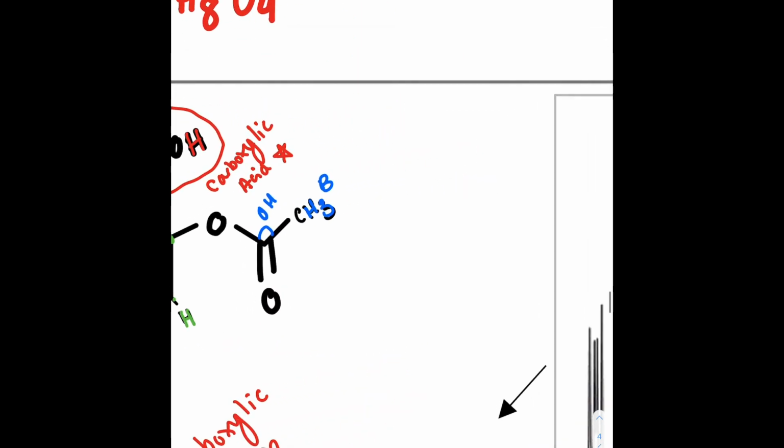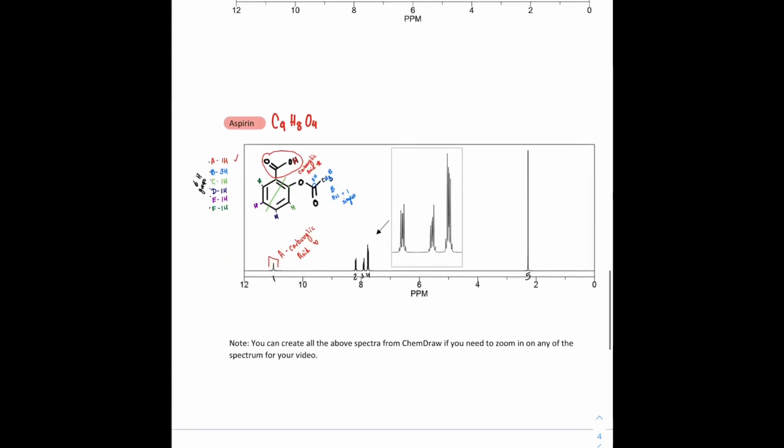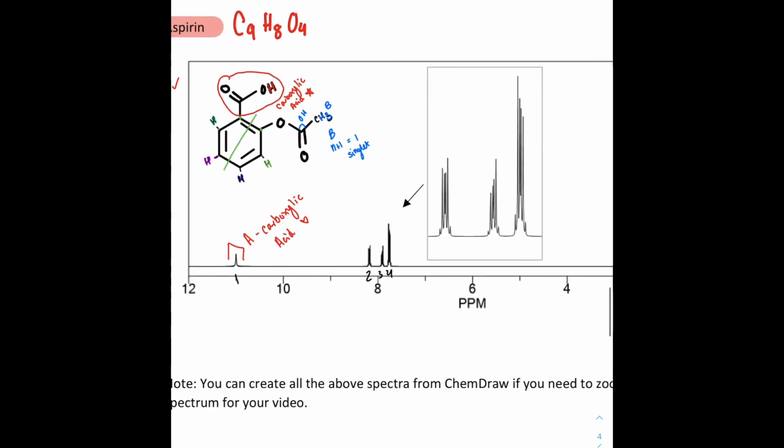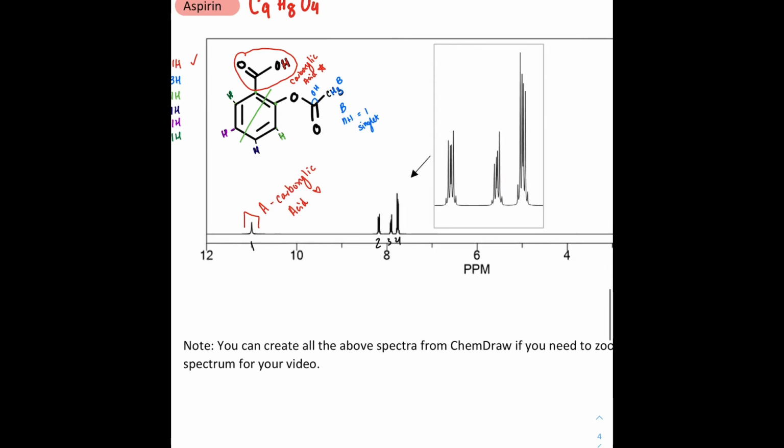So that means that our B, the n plus 1, is going to be 1, which is a singlet. So that seems like a pretty good case, but we're going to leave it with a question mark for now. Now we're going to move on to these 3 peaks right here.